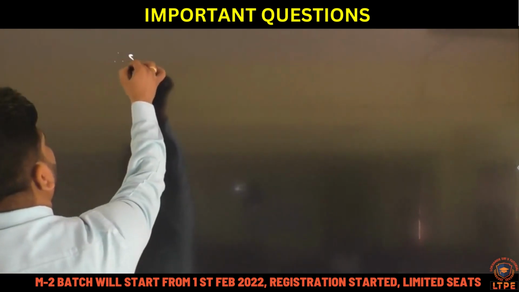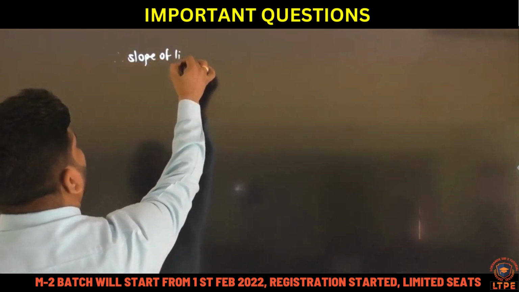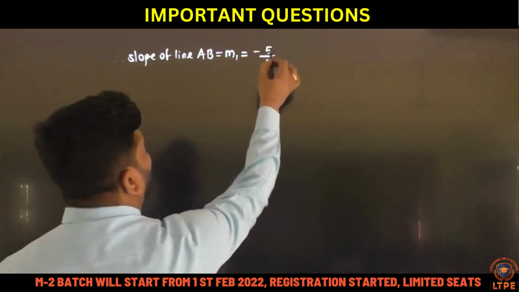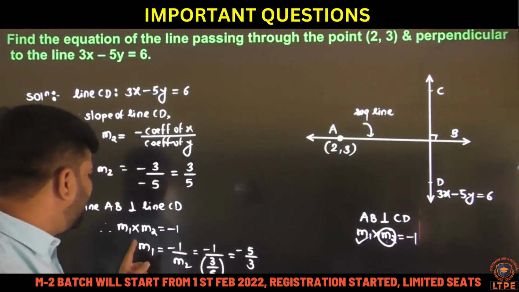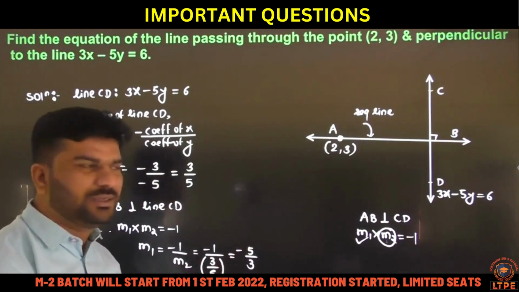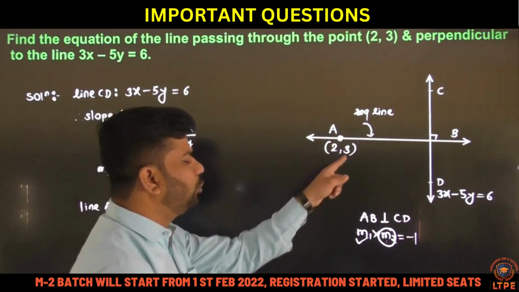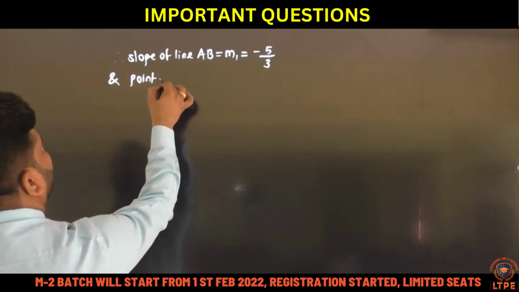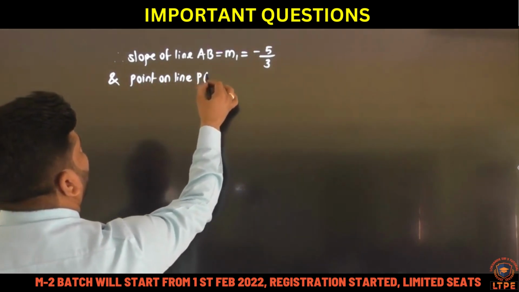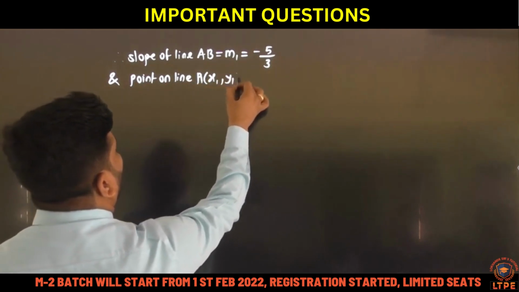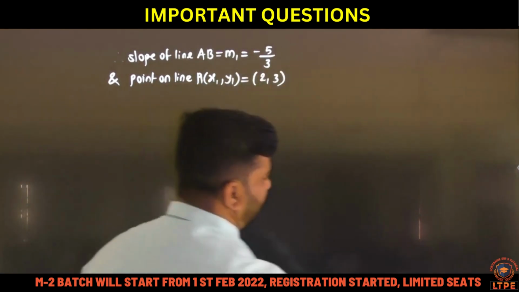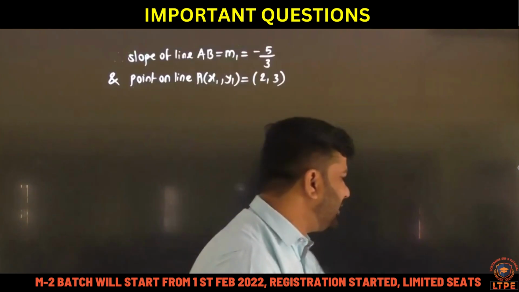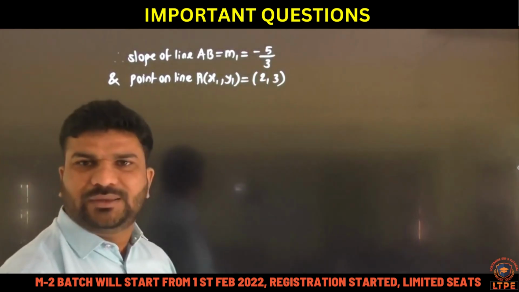Therefore, the slope of line AB, that is M1, is equal to minus 5 by 3, and the point on the line is (2, 3). The point on line AB, suppose (x1, y1), is equal to (2, 3). So the point on the line is (2, 3) and the slope of line AB is minus 5 by 3.